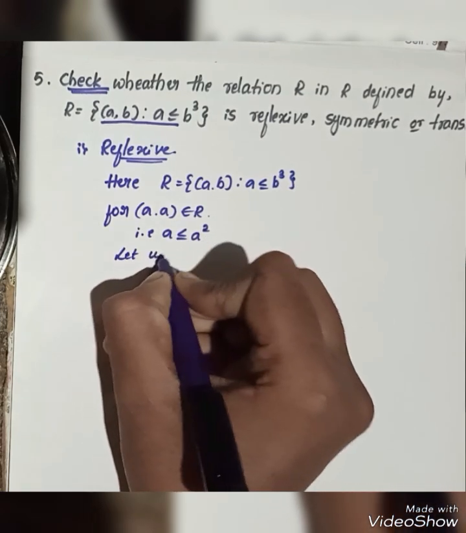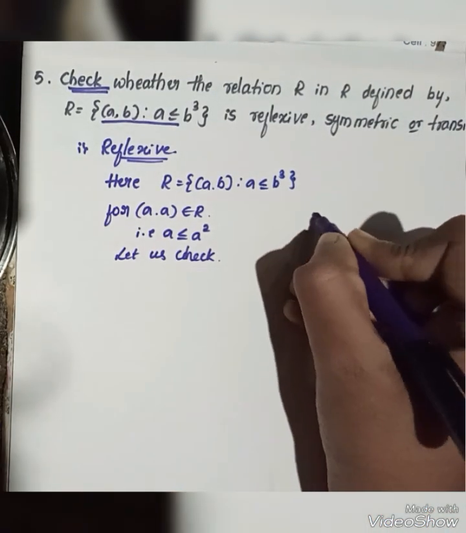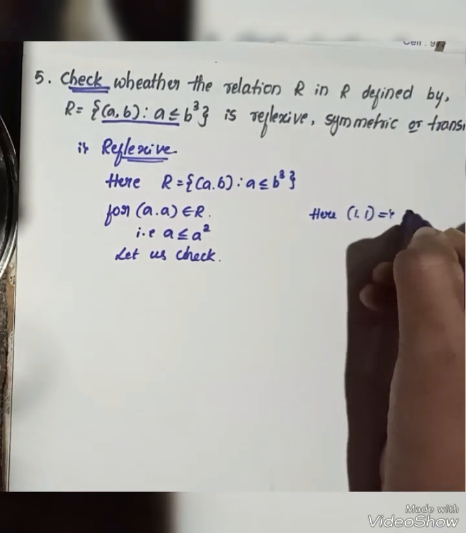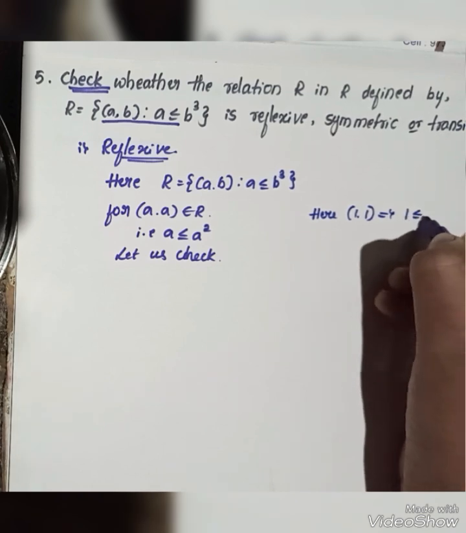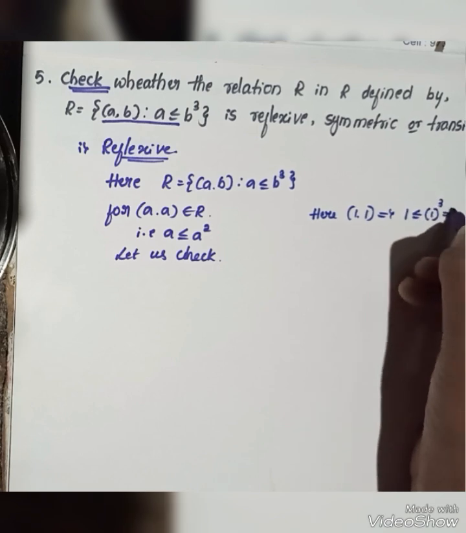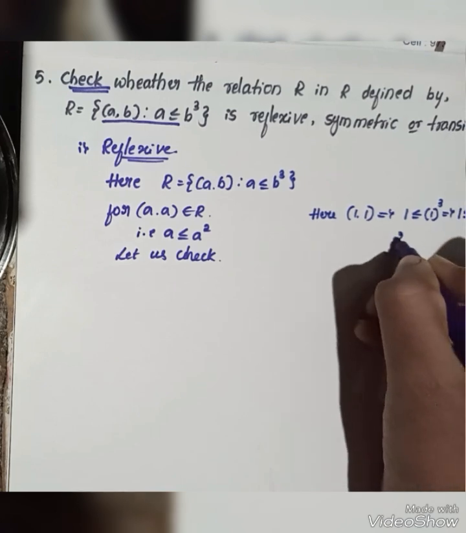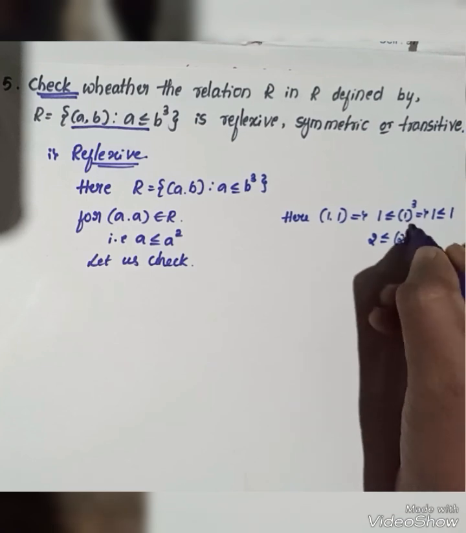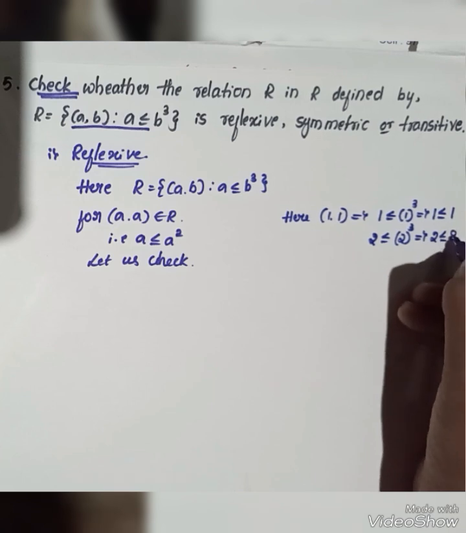Let me check. Okay, let us check while taking an example. Here for (1, 1), the a value taken will be 1 and the b value becomes 1. 1 is less than or equal to 1 cube, which is 1. The condition is satisfied. For taking 2, 2 is less than 2 cube. The condition will be satisfied. 2 cube means 2 multiplied 3 times, that is 8.